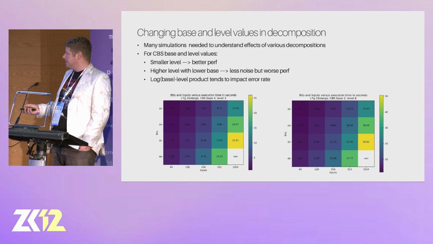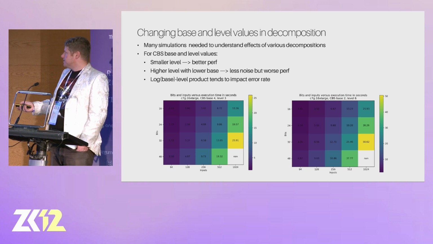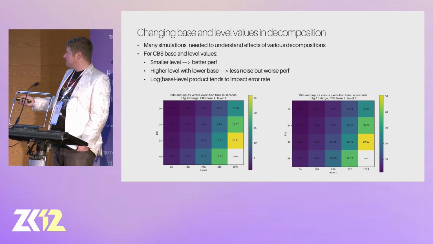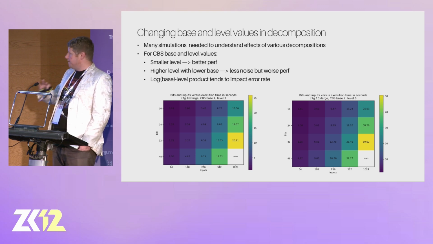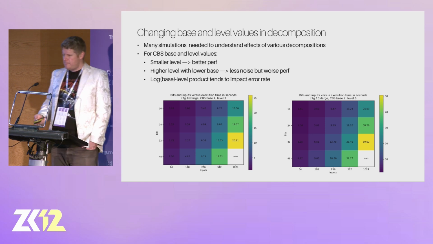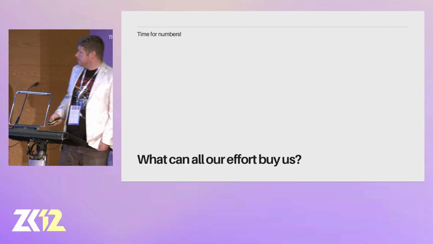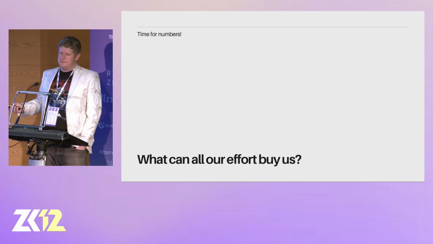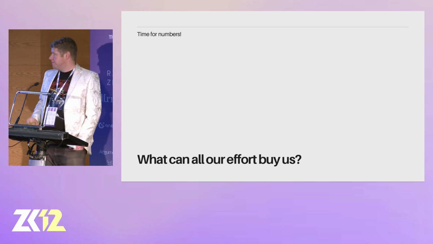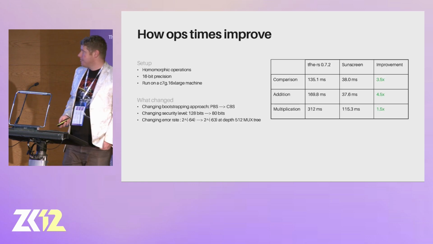So we see that all the values over here on the right are about twice as large as those on the left because we have held all the other radix parameters fixed and we've doubled the number of levels. All right, so we've run tens of thousands of these experiments, gone through and picked out the parameters that work best for us. And what is all this buying us?